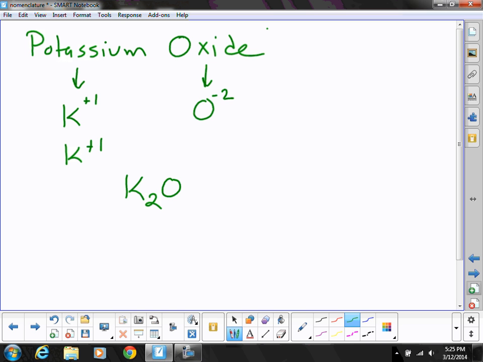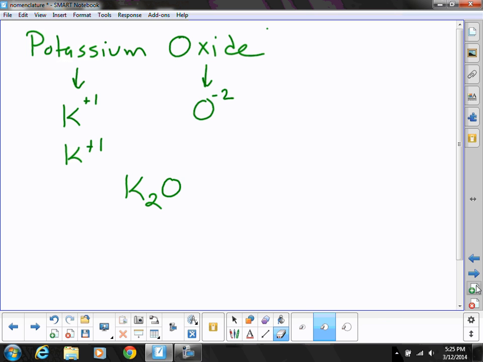Notice when I wrote the formula, though, that I did not put in the charge of the ions. The charges don't show up in the chemical formula for the substance. It should be neutral. They're not there. It's just potassium oxide is K2O. So that's what we have.